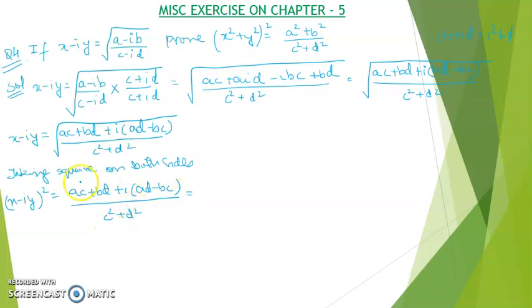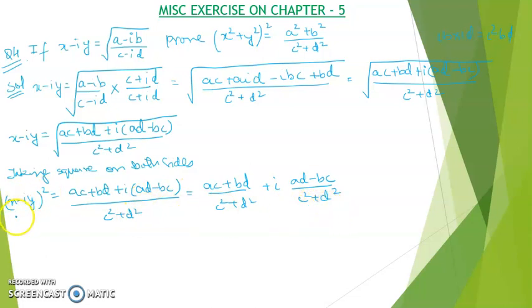Now I can write the real part and imaginary part separately, so this is equal to (ac plus bd) upon (c square plus d square) plus i (ad minus bc) upon (c square plus d square). Understand this step, students? Since this whole expression is divided by c square plus d square, I am taking the real part and imaginary part separately.